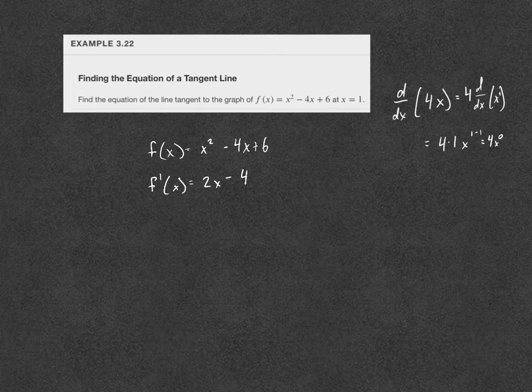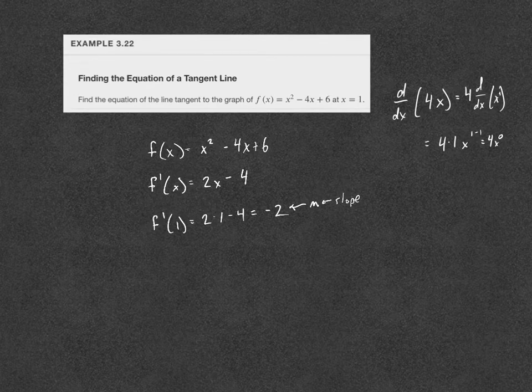So we have our derivative of our function at any given point. And so now, since I want a tangent line, the next step is to evaluate at the given point. And it says at x equals 1. So we are going to find f prime of 1 by substituting 1 into the derivative. 2 times 1 is 2, minus 4 is negative 2. This guy, remember, that's our m, or our slope. It's the slope at the given point.